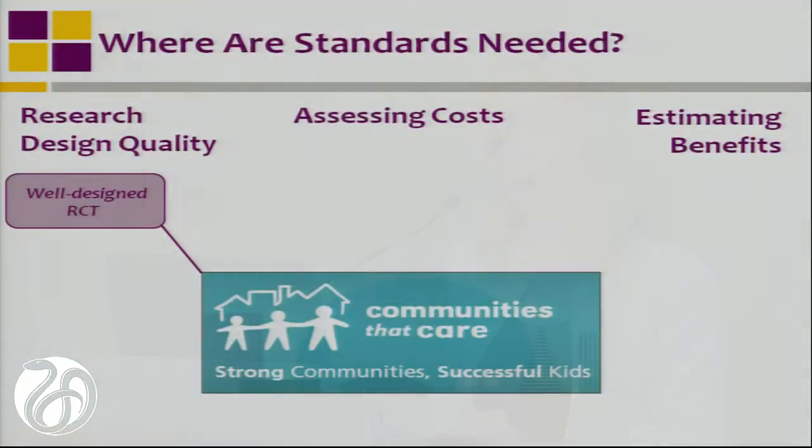Where are standards needed? I think they're needed in a number of areas, from research design quality to assessing costs to estimating benefits, in other words, in all of the major components of a benefit cost analysis. In our work on Communities That Care, we were fortunate to be able to test this in a well-designed randomized controlled trial, so the gold standard in the field. So today, given the time constraints, I'm not going to talk about research design quality standards, but leave it to others over the course of the two days we have here.